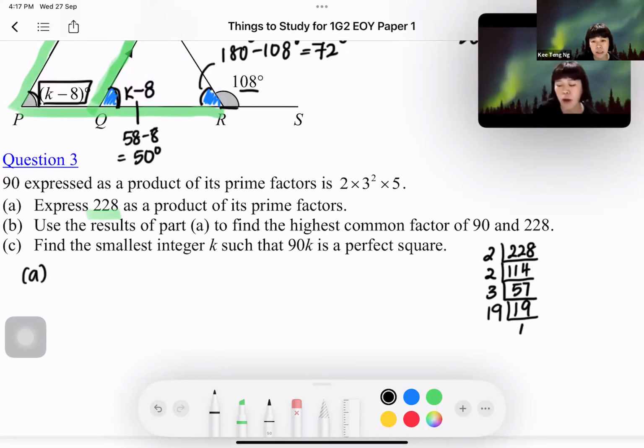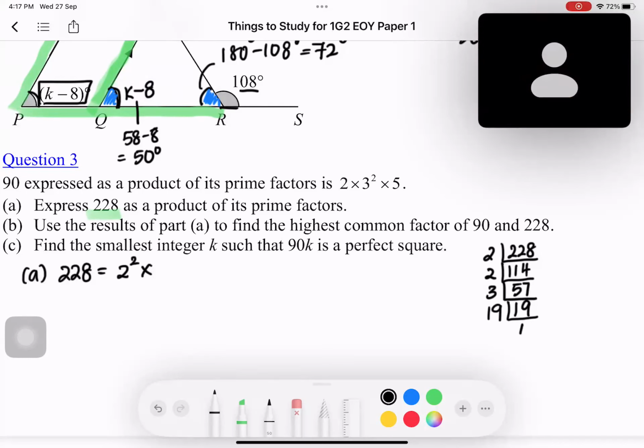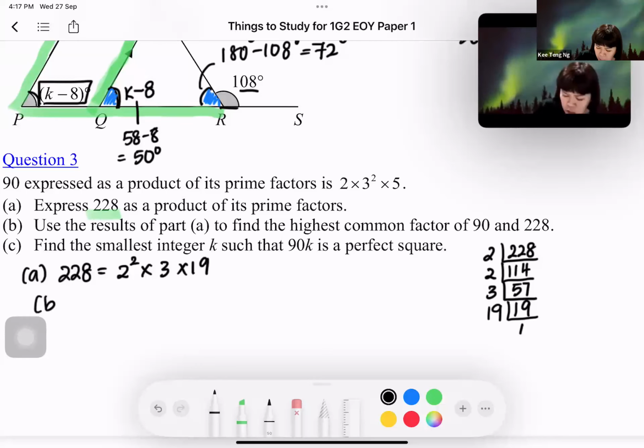Here, how do I write this? This is 2 to the power of how many? 2 to the power of 2 times 3 times 19. Next person, next question, part B.